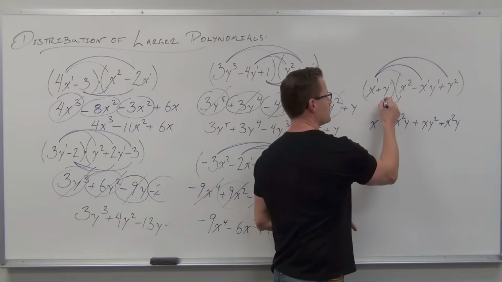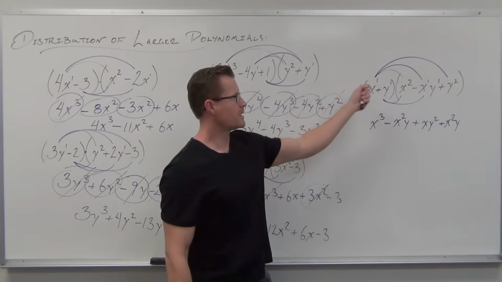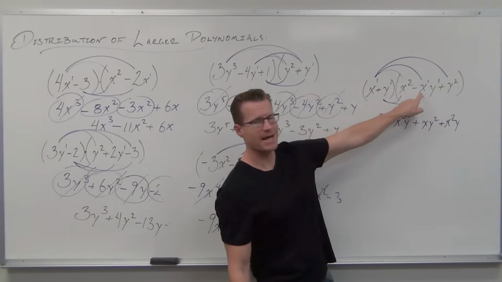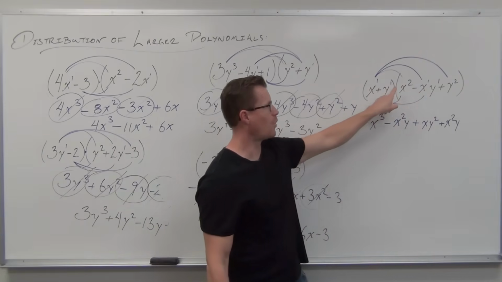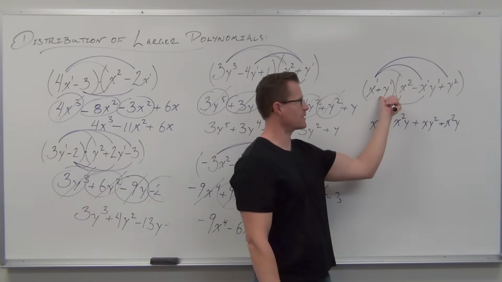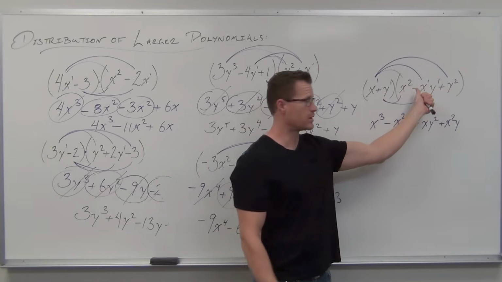Then, y times negative x to the first y to the first. I have nothing that's going to change that x, but I have multiplied a y times a y. That's y squared. So I'm going to keep this negative. So let's see, 1 times negative 1. That's negative 1. So I'm going to write minus.